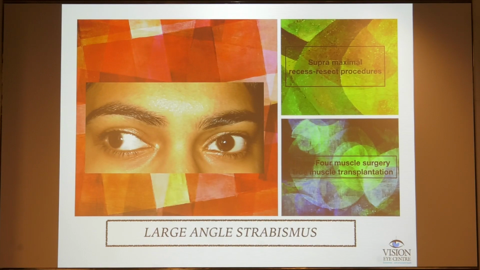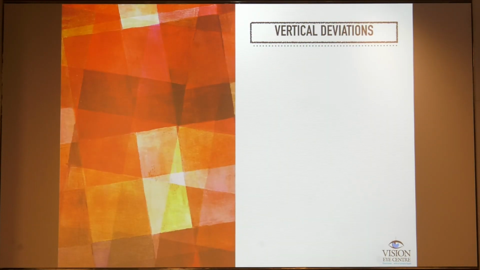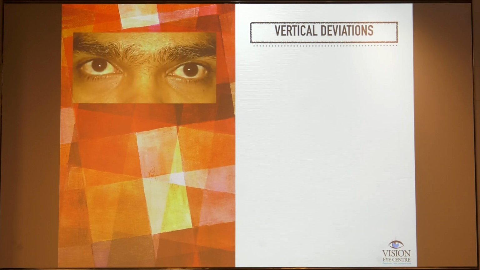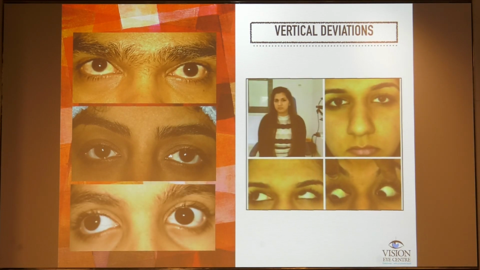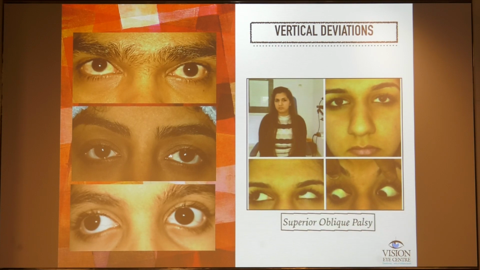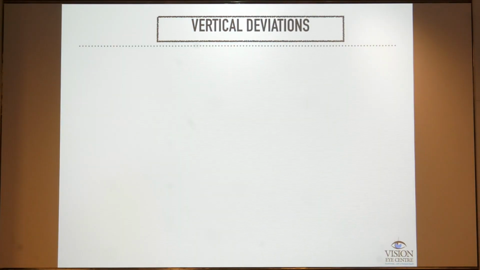For large deviations, supramaximal recess resect procedures, 3 to 4 muscle surgery, as well as muscle transplantation has been advocated. For small angle vertical deviations, a single muscle surgery can be performed, and for deviations larger than 15 prisms, 2 muscle surgery has to be done. In superior oblique palsy, the surgeon may decide to operate on the ipsilateral inferior oblique, superior rectus, or the contralateral inferior rectus, depending on the pattern of incompetency.